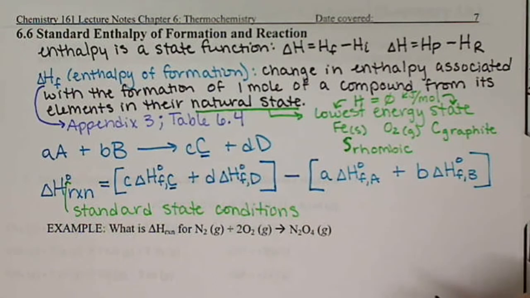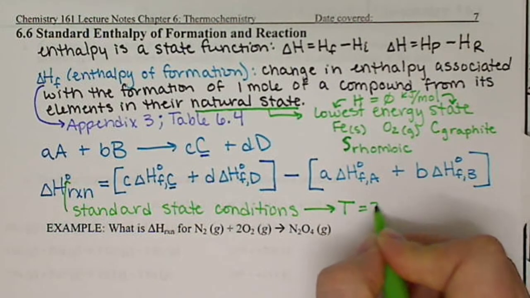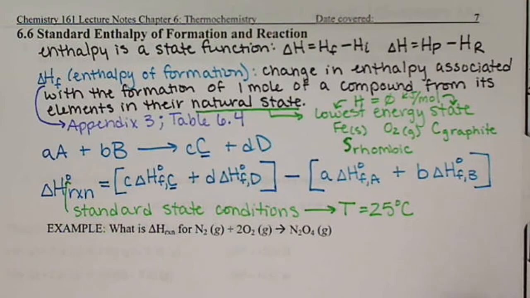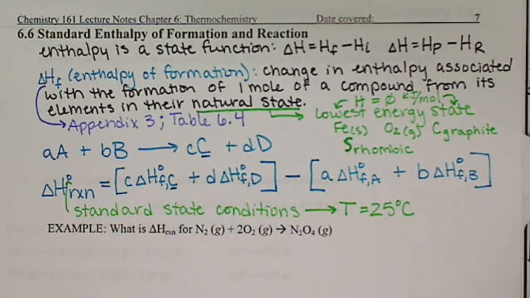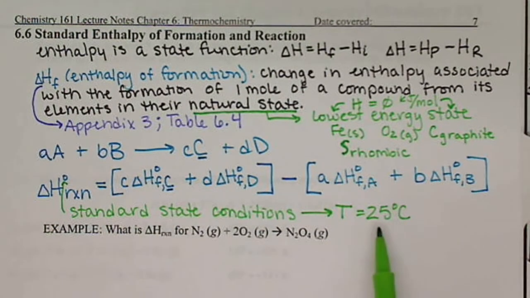This is actually different than the standard state conditions of gases in that our temperature is 25 degrees Celsius, or room temperature. Okay, so STP, corresponding to gases, has a temperature of 0 degrees Celsius. For our standard state conditions in terms of thermodynamics, we take our temperature to be 25 degrees Celsius. Pressure, if we're working with gases, would still be 1 atmosphere.